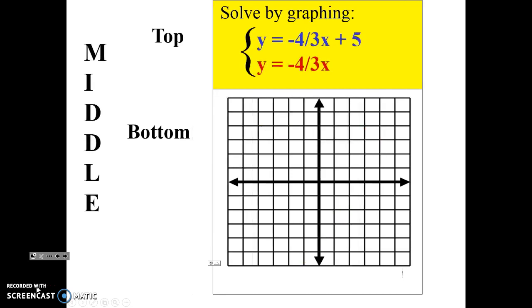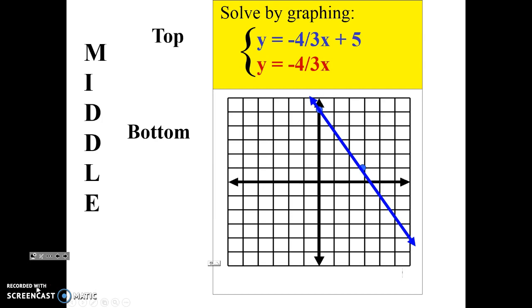The second example, the middle example that we had, we said that they were going to be parallel lines because they had the same slope but different y-intercepts. So same concept with this one. We plot positive 5. Here we're going to go down 4 and to the right 3. So down 4 and to the right 3 will give us our point. And then we can draw our line.